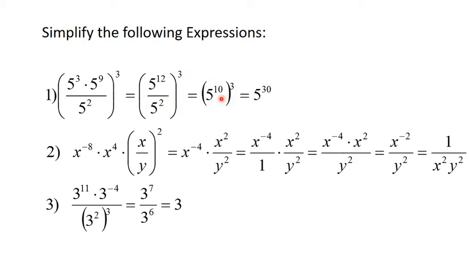Next, we're going to use the quotient rule because we have division of the same base. I'm going to keep the base 5 and I'm going to subtract the exponents. 12 minus 2 gives you 10. So we're going to have 5 to the power of 10, everything to the power of 3. And last step, I'm going to use the power of a power rule. I have the same base, I'm going to keep the base, I just need to multiply the exponents. 10 times 3 gives you 30. So my final answer will be 5 to the power of 30.